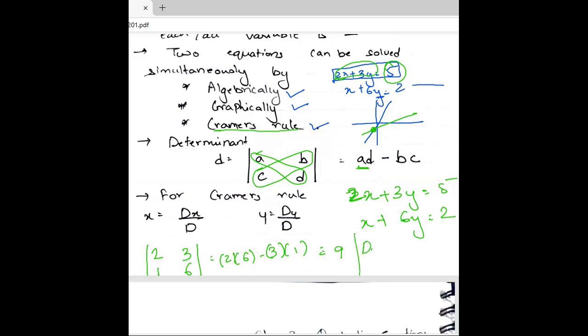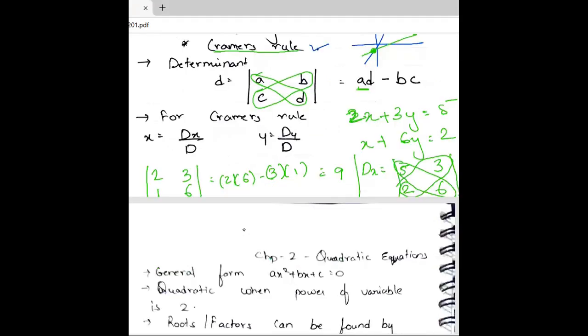Now, how do we find the value of Dx? Dx means simply substitute the x coordinates by the values of the constants. That means instead of the x coefficients, that is 2 and 1, I would substitute 5 and 2 over here, and your y coefficients would be the same. In the same way you find Dx using the determinant AD minus BC. You get the Dx value. And what would be the x value? The x value would be Dx over D. That is what you call Cramer's rule. Using Cramer's rule, you can find the value of x.